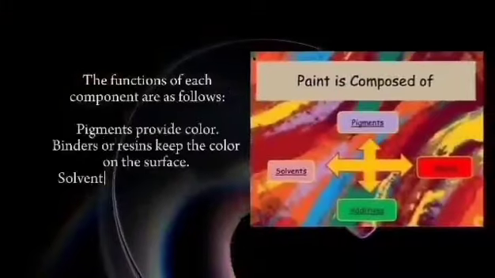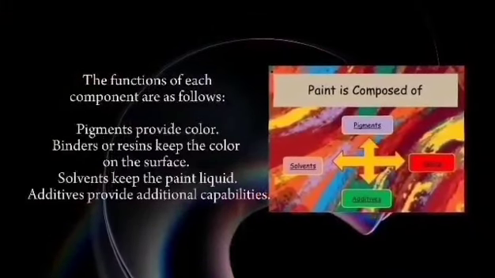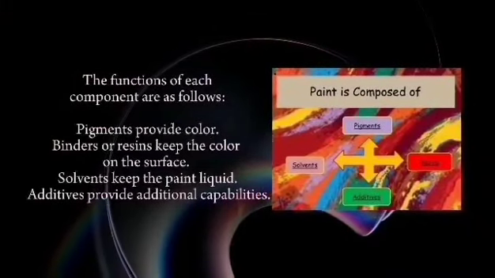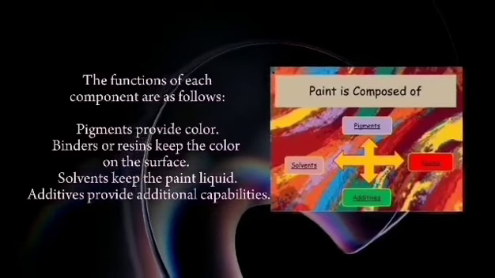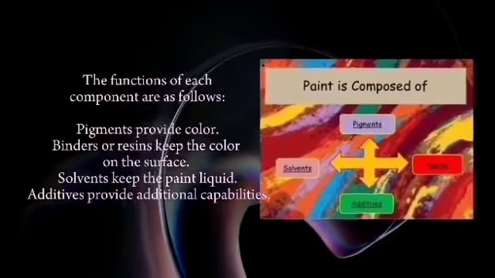The functions of each component are as follows. Pigments provide color. Binders or resins keep the color on the surface. Solvents keep the paint liquid. Additives provide additional capabilities.